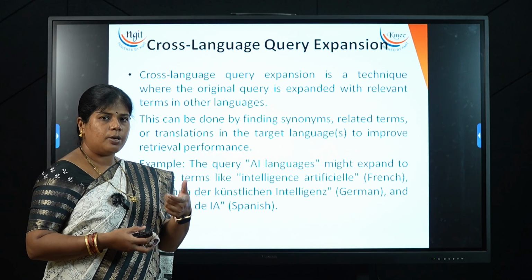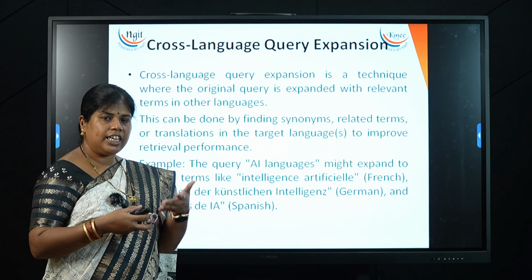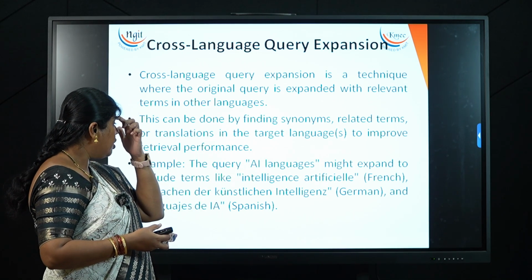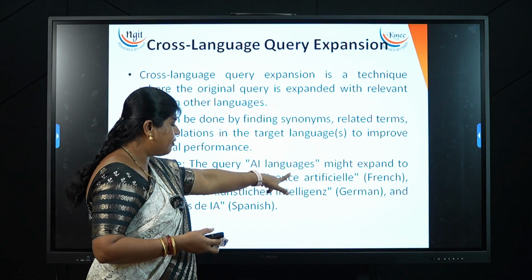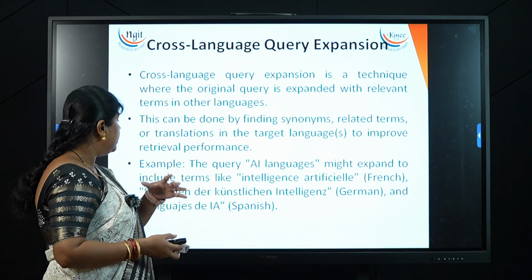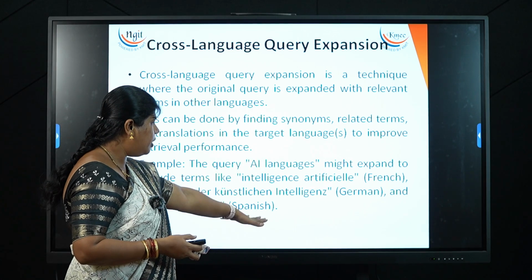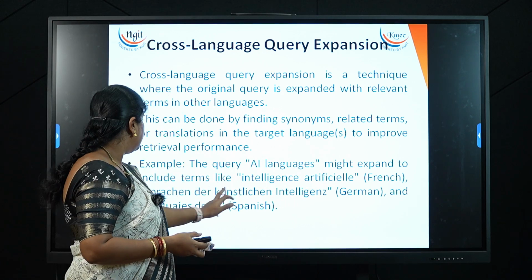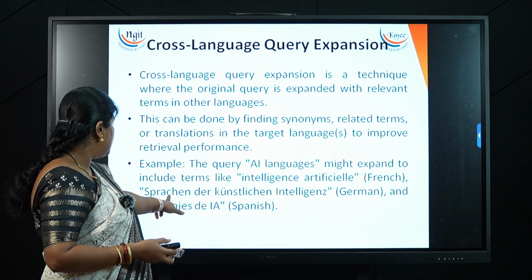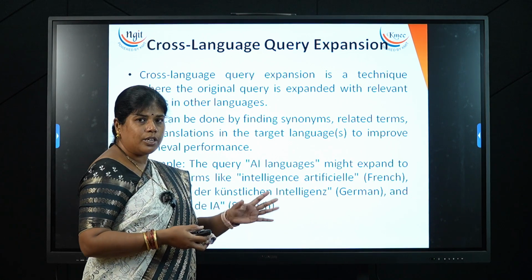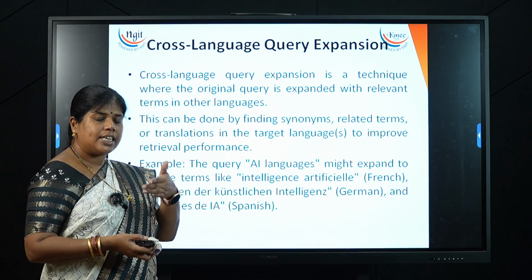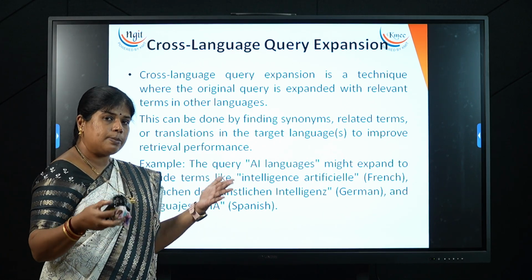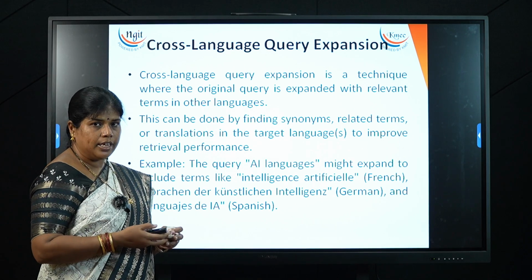In query translation, I take the inputted query in one language and translate it into another language. But for query expansion, if this is my query, "AI language", then I am going to expand it in all the languages. In French it is called "intelligence artificielle", then in German it is called "Künstliche Intelligenz". So when you add all its equivalent terms in other languages, you are expanding your query, and that is known as query expansion.